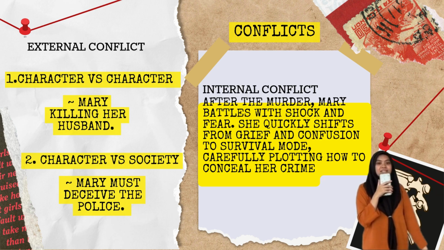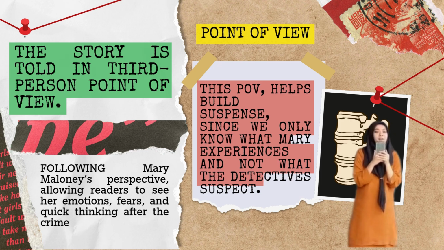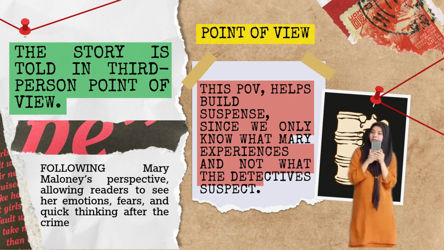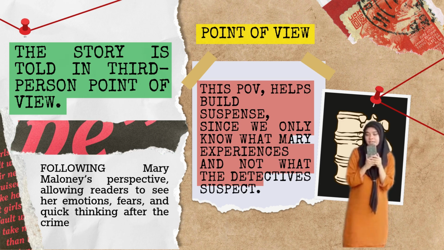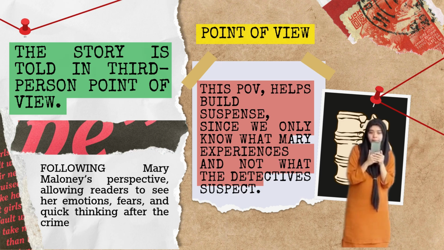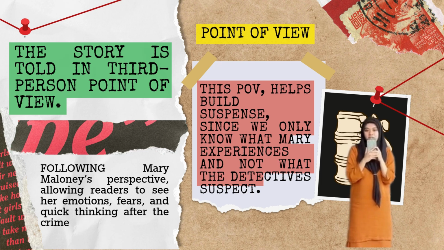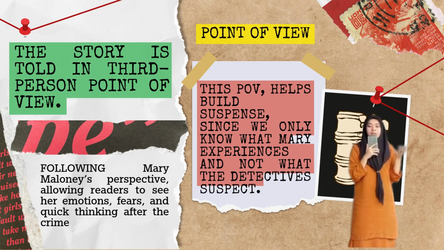Now, let's get into the point of view. The story is told in the third person point of view. The narrator mostly follows Mary Maloney's perspective, allowing readers to see her emotions, see her fears, and also see her quick thinking after she did her crime. This perspective helps build tension and also suspense, since the readers only know what Mary Maloney is experiencing and not what the detectives are suspecting.